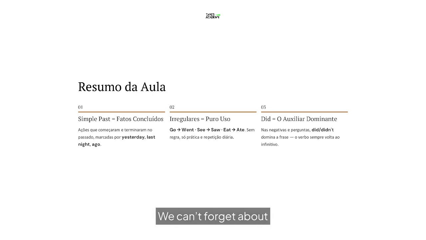We can't forget about the auxiliary verb did, which plays a dominant role in forming negatives and questions. Whenever you use did or didn't, remember to revert to the base form of the verb. For instance, instead of saying, "I did went," you would correctly say, "I did go." This structure is essential for maintaining clarity and correctness in your sentences.